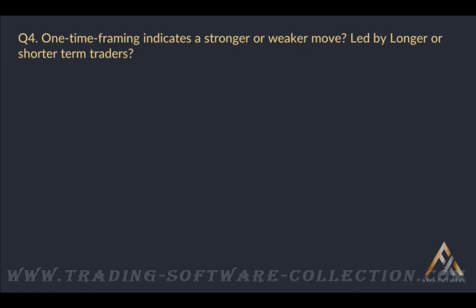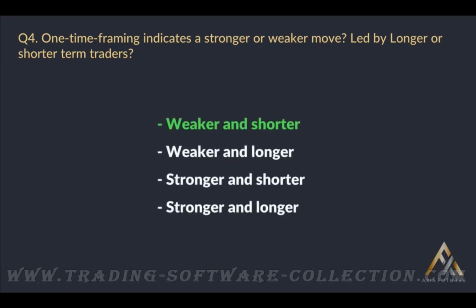Right, one time framing. This indicates a stronger or weaker move and is led by longer or shorter term traders. It's indicating a weaker move and it is led by shorter term traders. Reason being, one time framing occurs when, say, we're one time framing higher, the market does not take out the previous day's low. Therefore, each day that anyone enters a trade, you don't have to be a particularly strong hand. If you have a stop below the previous day's low, participants do not get stopped out.